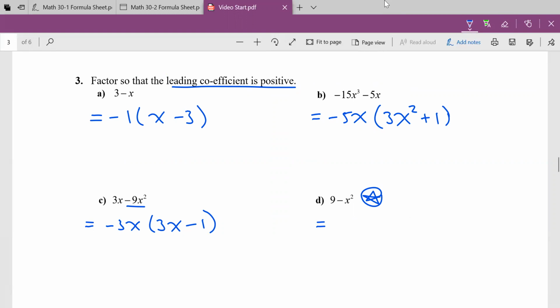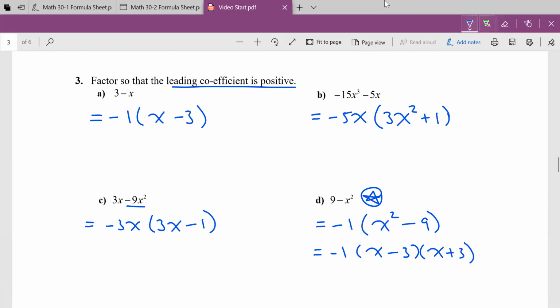So here's what we're going to do. Let's factor out a negative 1. What do we get? Well, now the x squared is going to be positive. The 9 will be negative. And now that is a difference of squares. So I'm going to factor that x squared minus 9. Still keep the negative 1 out front. x minus 3, x plus 3.